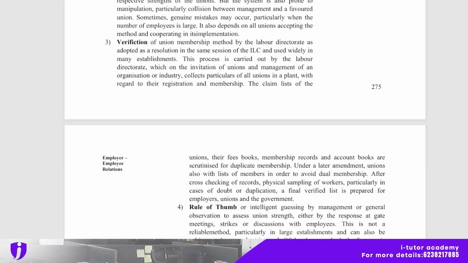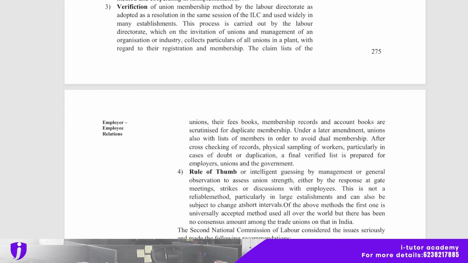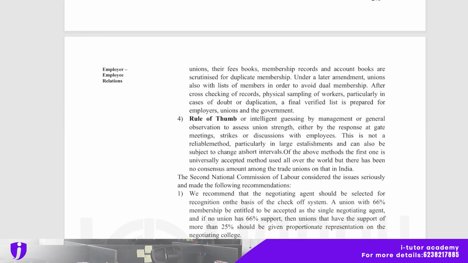Third, verification of union membership by the labour directorate, as adopted as a resolution in the same session of the ILC, and used widely in many establishments. And the next is the rule of thumb, or intelligent guessing by management or general observation to assess union strength, either by the response at gate meetings and strikes or discussion with the employees. This is not a reliable method, particularly in large establishments, and can also be subject to change at short intervals.